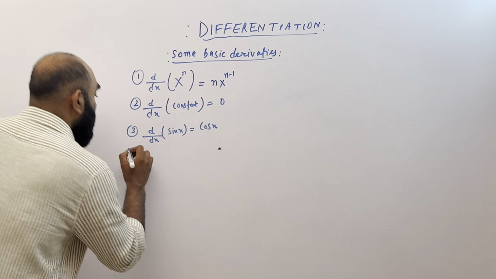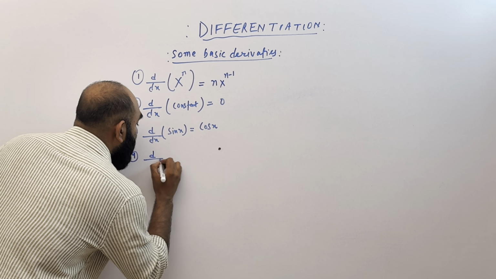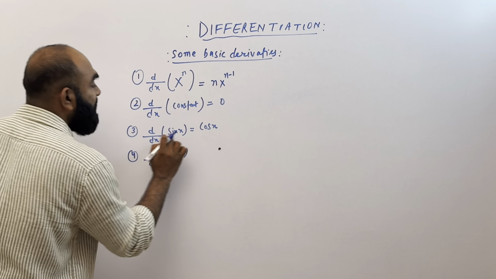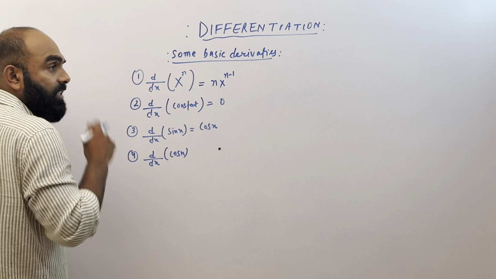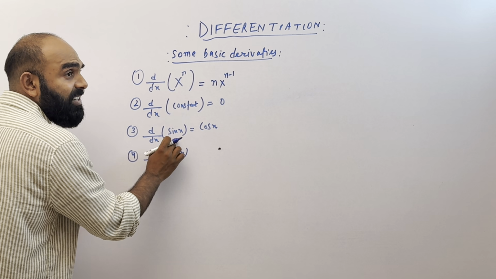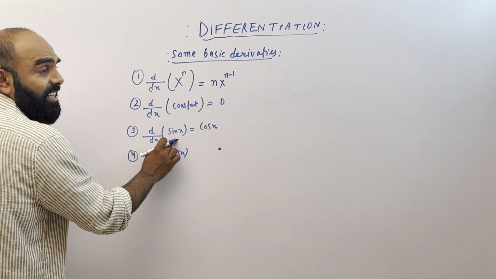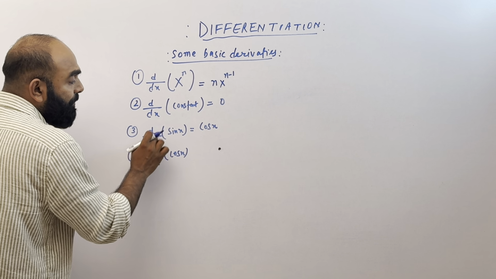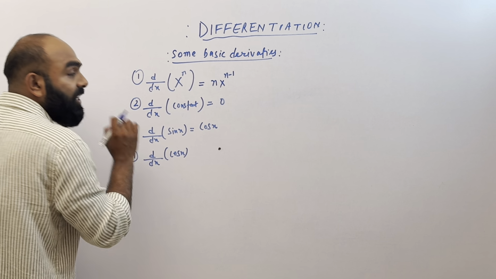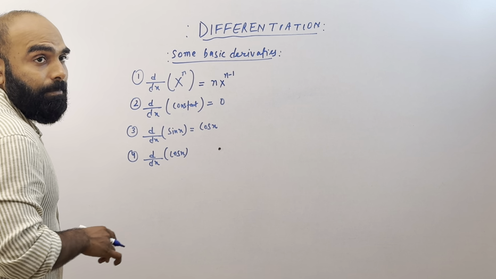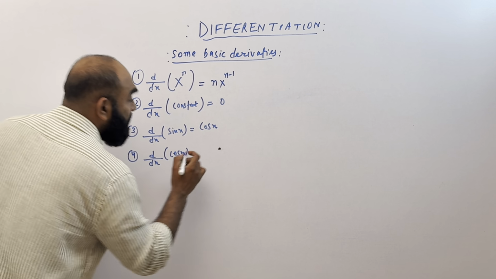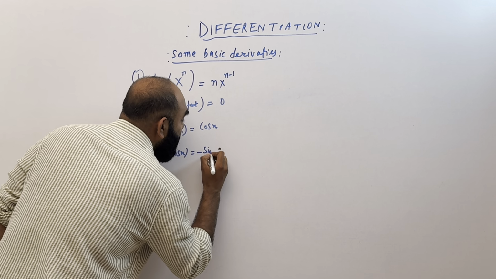Fourth one, d by dx of sin x, differentiation with respect to x is cos x. Here the function is a function of x, f of x is sin x. If it is sin t, I will differentiate with dt. If it is sin z, I will differentiate with dz. Clear? Next, d by dx of cos x will become minus sin x.